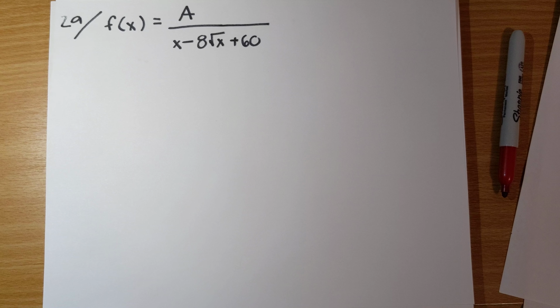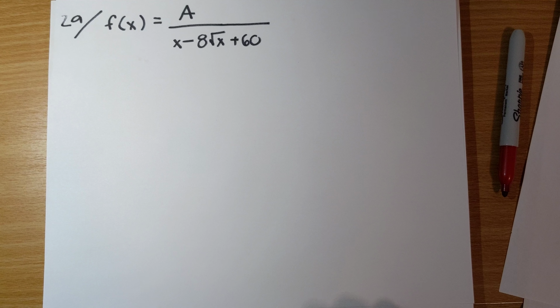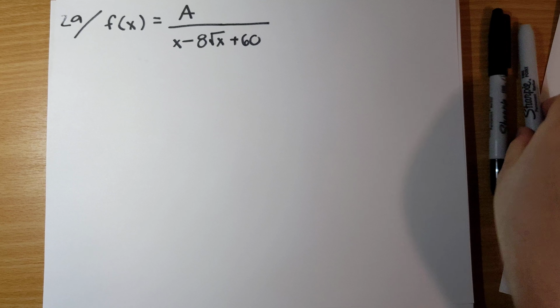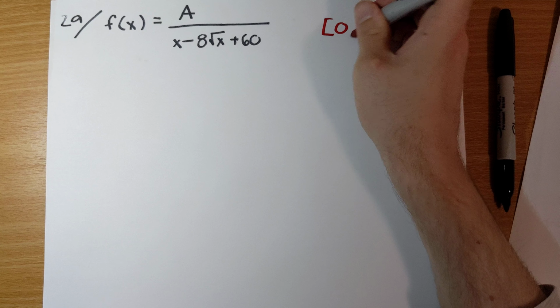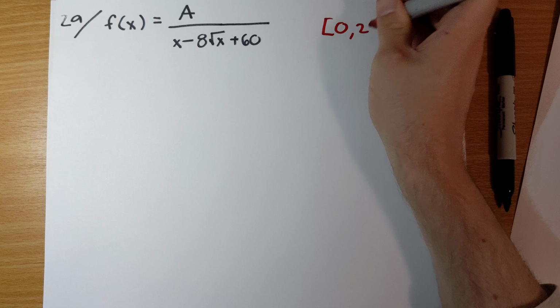Problem number 29. We have this function right here. We aren't told what a is yet. We're going to have to figure that out later. The interval that we care about is the closed interval from 0 to 21.